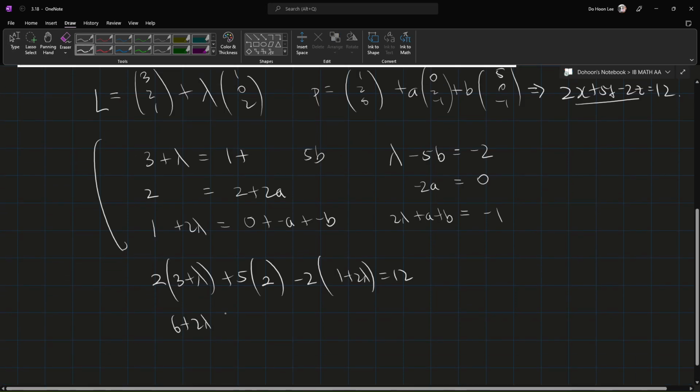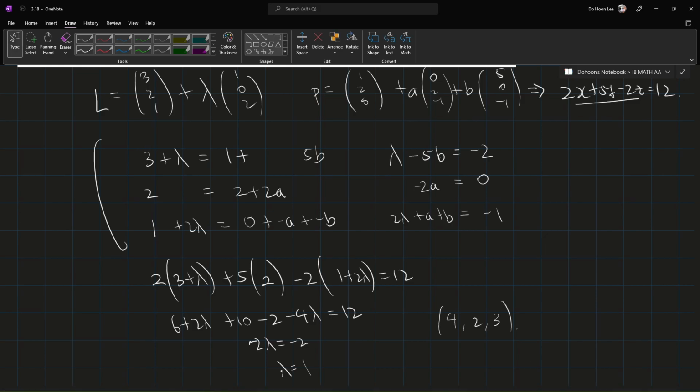6 plus 2 lambda plus 10 minus 2 minus 4 lambda equals 12. Then negative 2 lambda is equal to 12 minus 6 minus 10 plus 2. 14 minus 6 minus 10, negative 2. And we get lambda is equal to 1. So now we put the lambda back into the line equation to get the point. Because lambda is 1, our point will be (4, 2, 3).